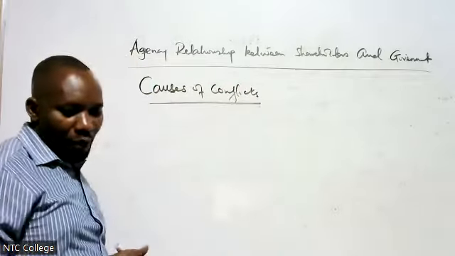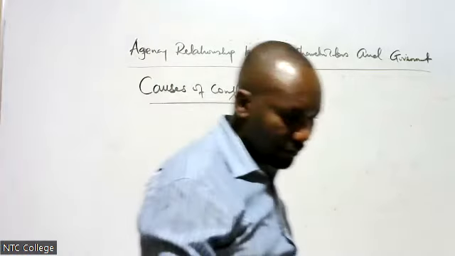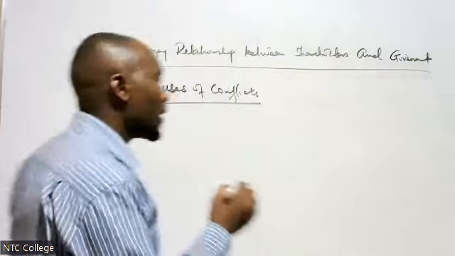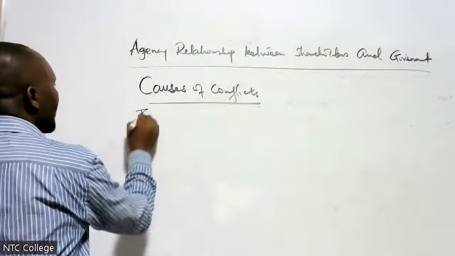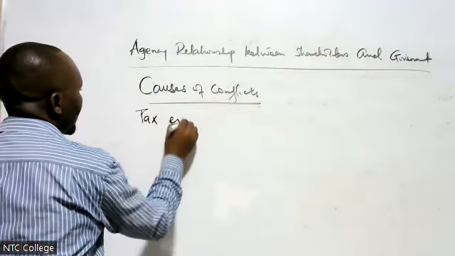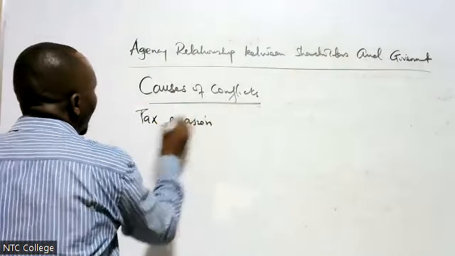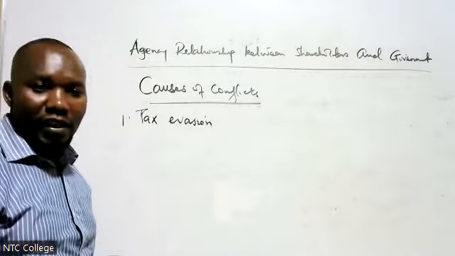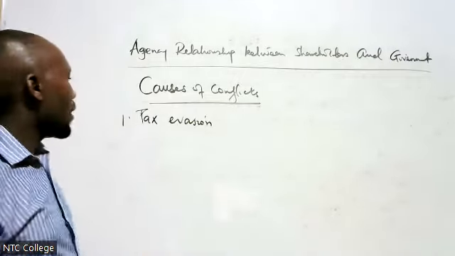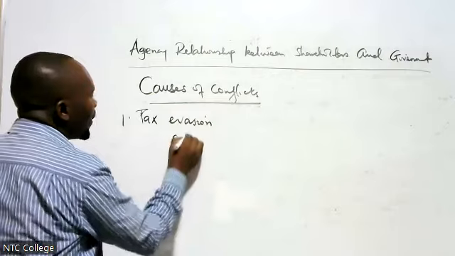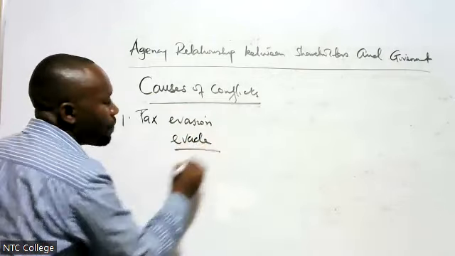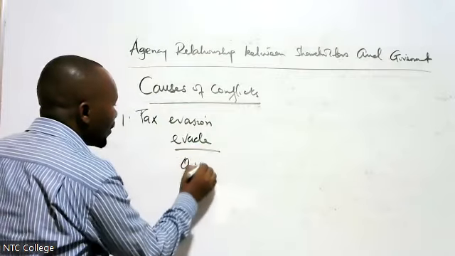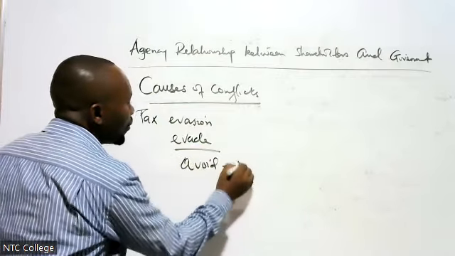Causes of conflicts. Number one, tax evasion. You need to know there are differences between tax avoidance and tax evasion. This word came from a verb, kuhepa. Avoid is from to reduce.